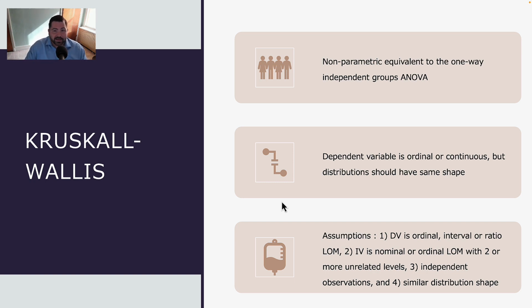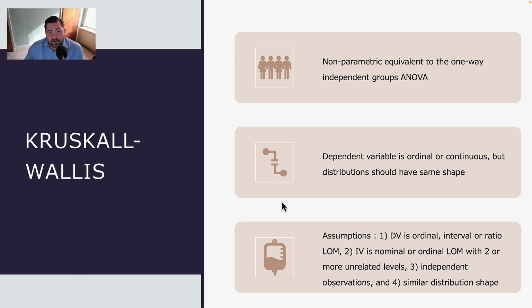So for the one-way independent groups ANOVA, the tool that we use is what's called the Kruskal-Wallis test. And the criteria for the Kruskal-Wallis test is that the dependent variable of interest has to be ordinal or continuous, so interval or ratio level of measurement, but the distributions for those dependent variables need to be in the general same shape. They don't need to be normally distributed, but the shape of the distribution should look somewhat similar between them.